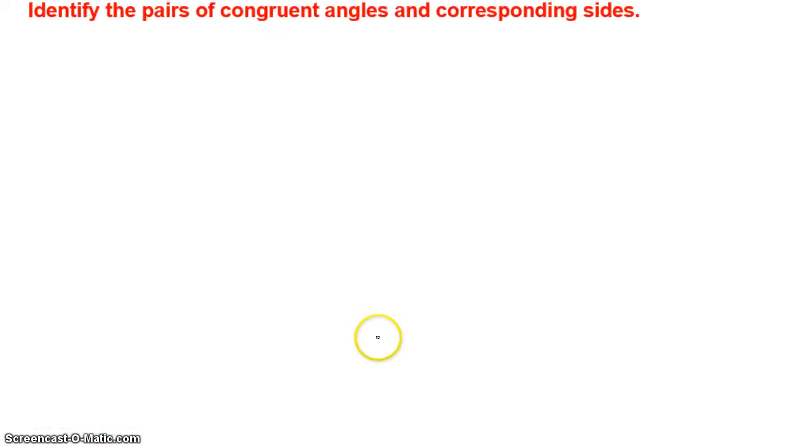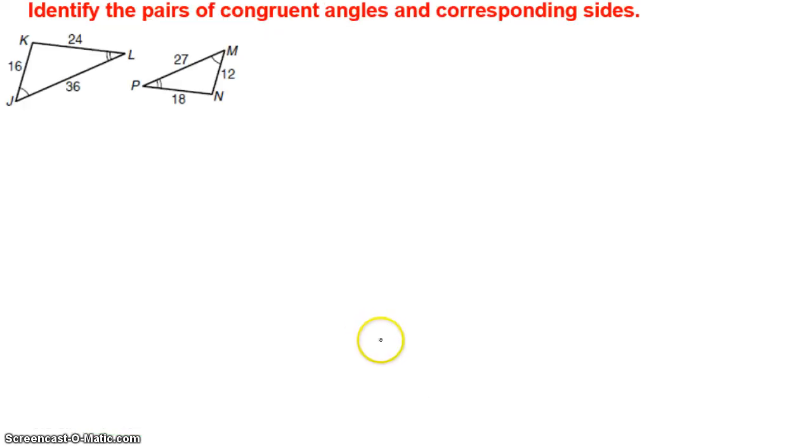Let's just practice this a little bit. We're going to practice identifying our congruent angles and corresponding sides. So we're going to start over here with our two triangles here. We see that J and M correspond or are congruent. We see that L and P. So by our third angles theorem, what do we know about K and N? We know then that they, we'll put our 3 in, are congruent. So there's our corresponding angles.